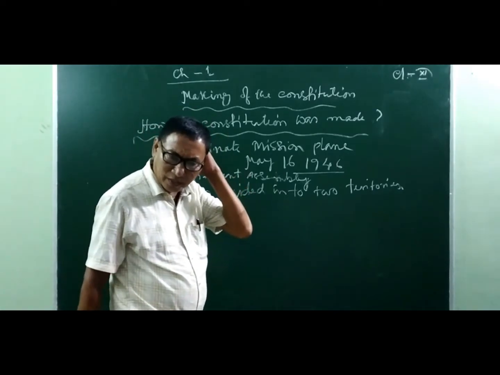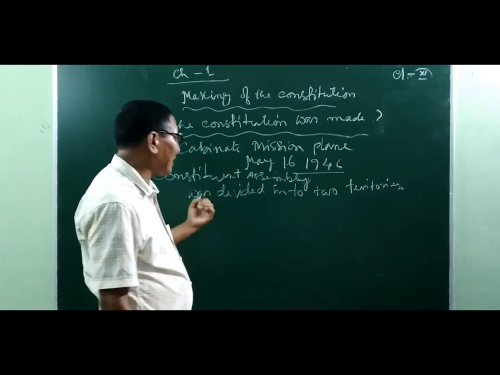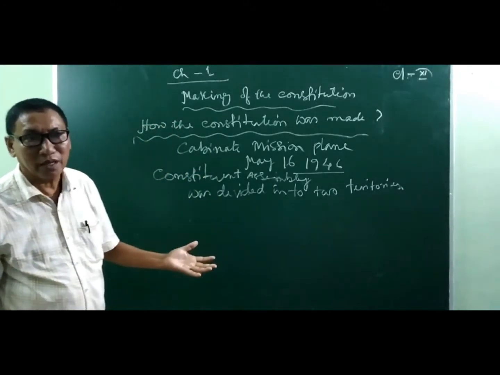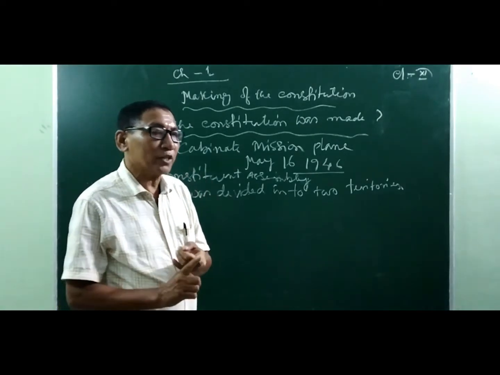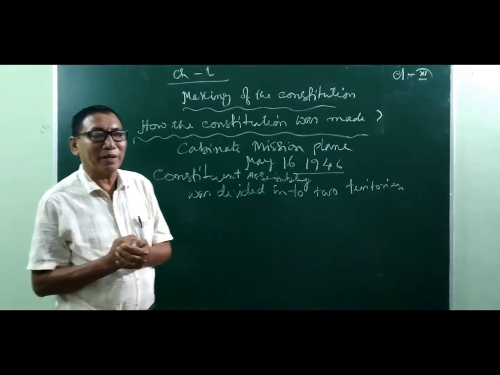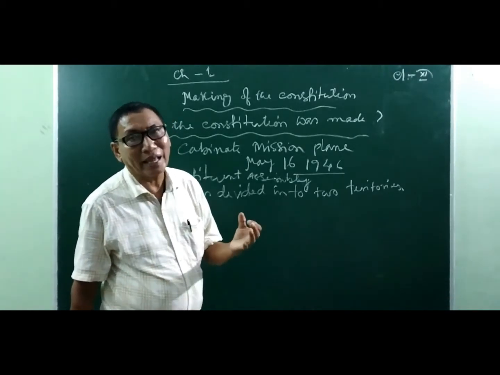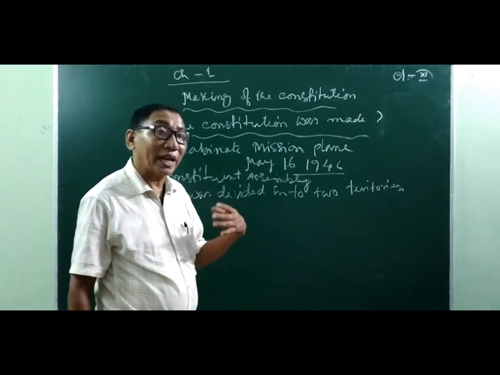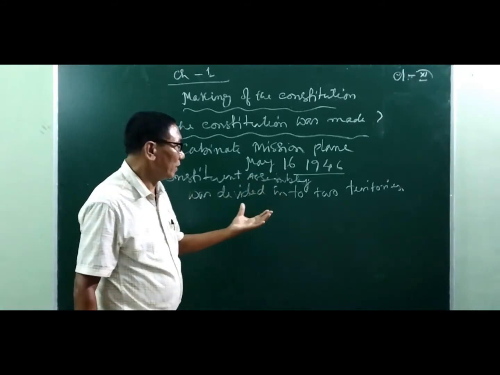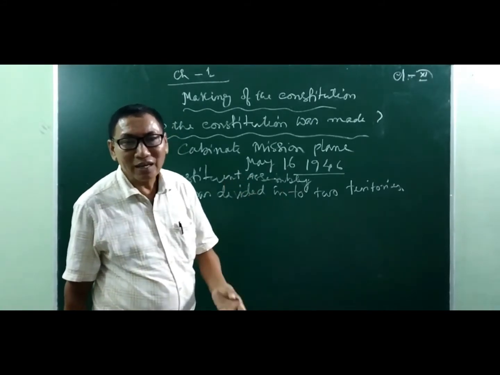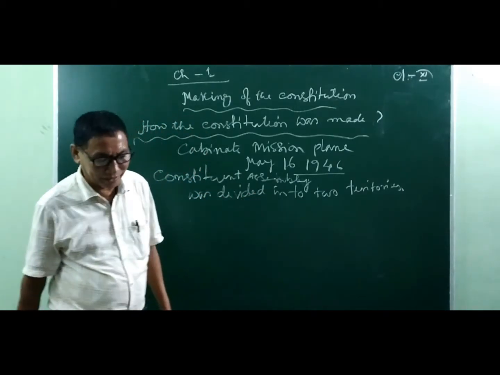Now, the question comes: how were those Constituent Assembly members elected? Number one, the Constituent Assembly's members were elected indirectly. As for example, think of how we elect the president. That is indirectly, through an electoral college. All the members of the electoral college cast the vote to form the Constituent Assembly.